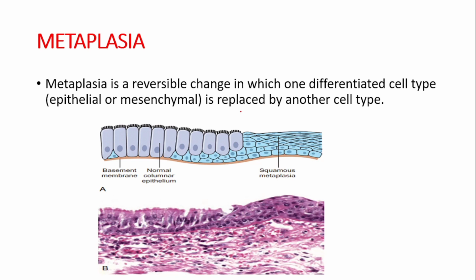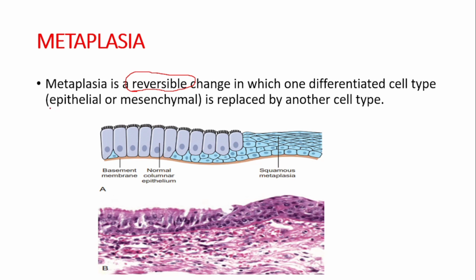The next is metaplasia. Metaplasia is a reversible change. Okay, it is not irreversible, it is reversible. It is asked many times in the NEET PG. So metaplasia is a reversible change in which one differentiated cell type is replaced by another cell type, which means the already differentiated cells could be columnar cells or squamous epithelial cells or any glandular epithelial cells. So one differentiated cell type is replaced by another differentiated cell type.